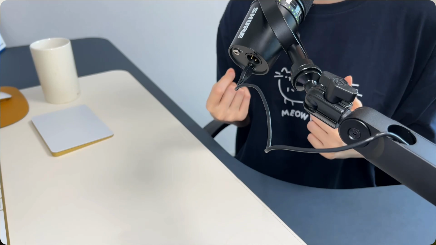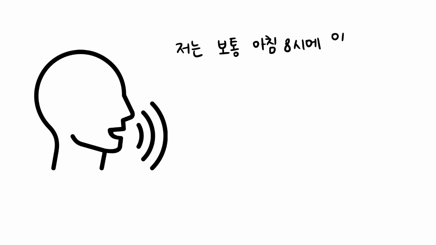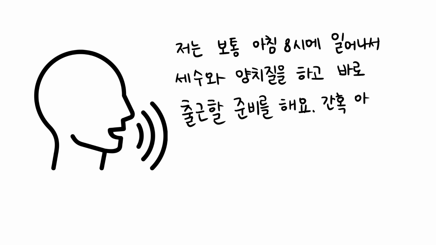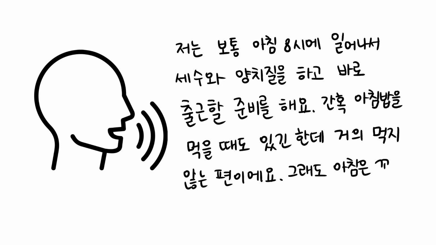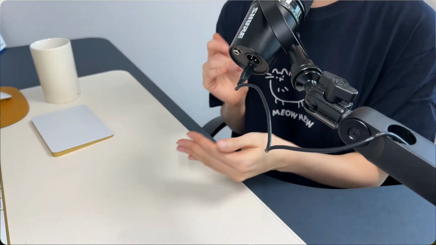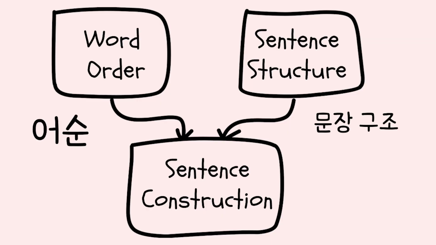So I think it ultimately comes down to sentence construction. When speaking, we're essentially constructing sentences, right? Unless it's a really short answer like 네, 아니요, 안녕하세요. So a very big part of fluency has to do with sentence construction skill. And at the core of sentence construction is 어순 and 문장 구조, so word order and sentence structure.